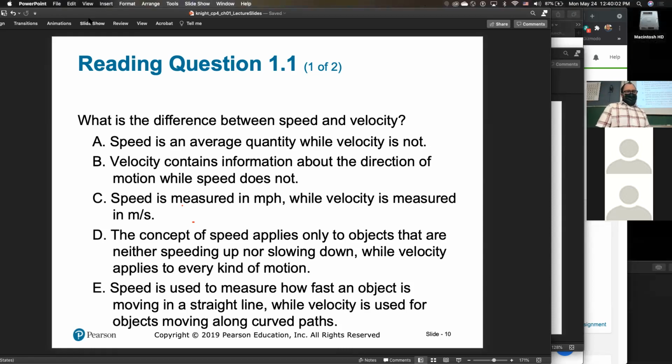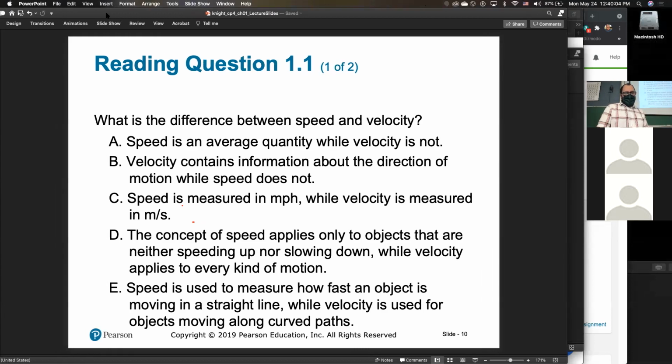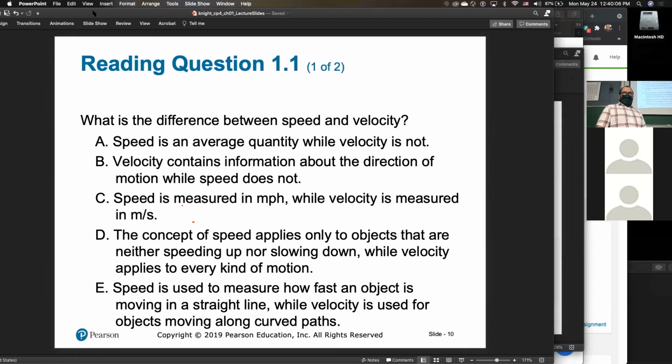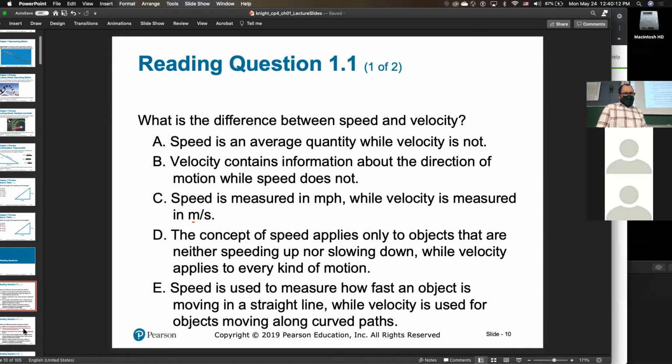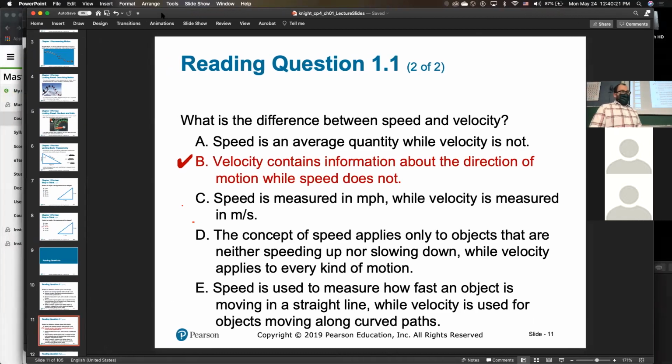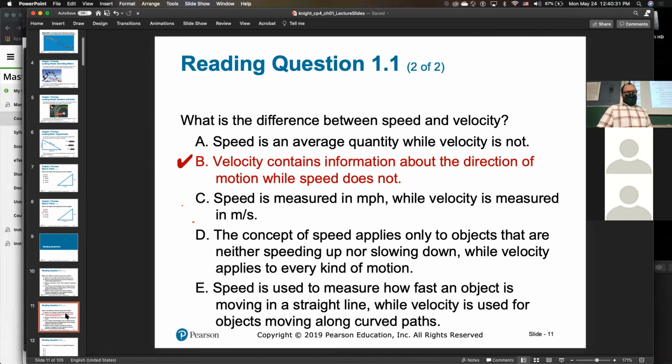Okay. Is it C? I think everybody voted for B. The correct answer is B. Did anybody not vote for B? I didn't see. Okay. But yes, the answer is B. It contains information about the direction, while speed does not. Speed just tells you how quickly your wheels are moving at a certain time. So it's just your instantaneous speed. It doesn't tell you direction.